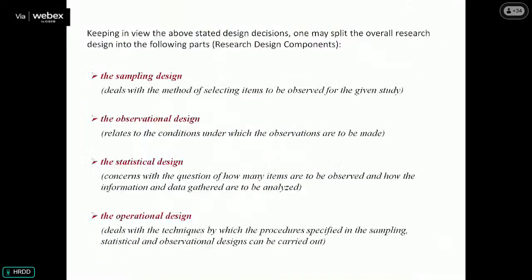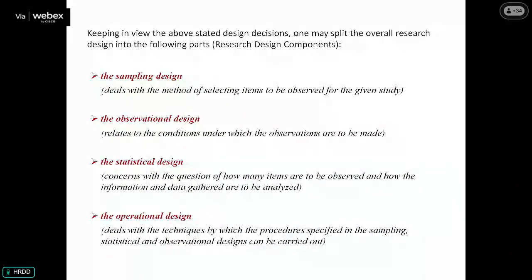Keeping in view the above stated design decisions, once you have made the decisions, you will see that the overall research design can be split into 4 components. You have to make decisions on 4. One, the sampling design: how many samples you are making, which deals with the method of selecting items to be observed for a given study. The observational design relates to the conditions under which observations are to be made. The statistical design is concerned with how many items have to be observed and how the information and data gathered are to be analyzed.